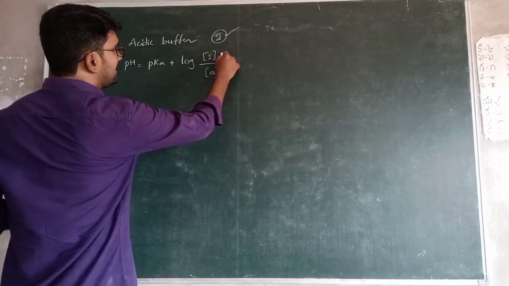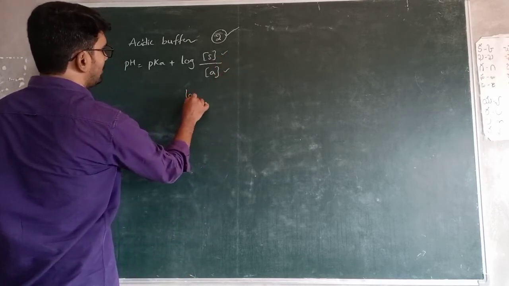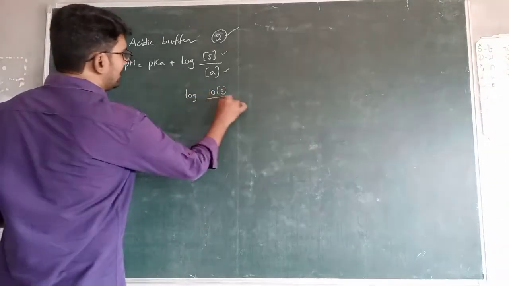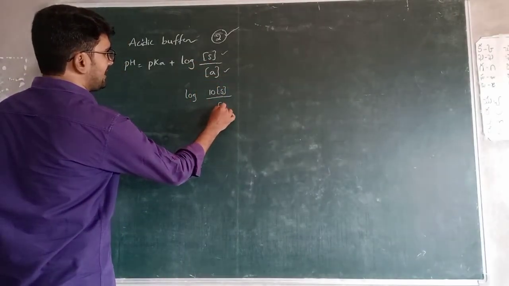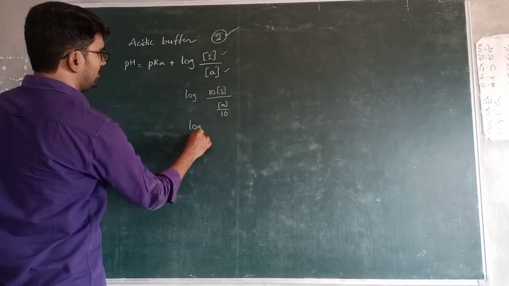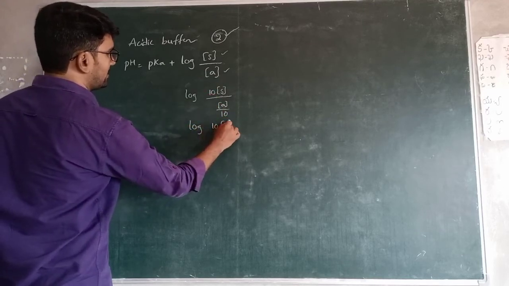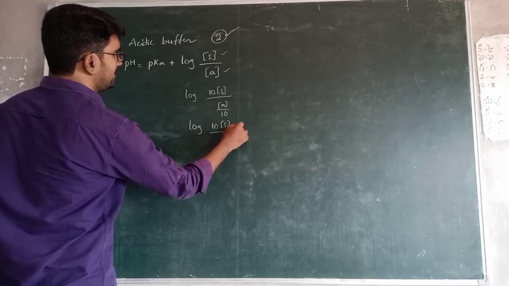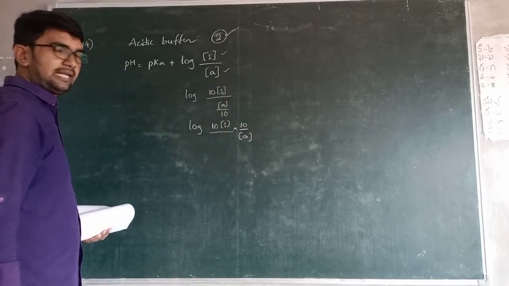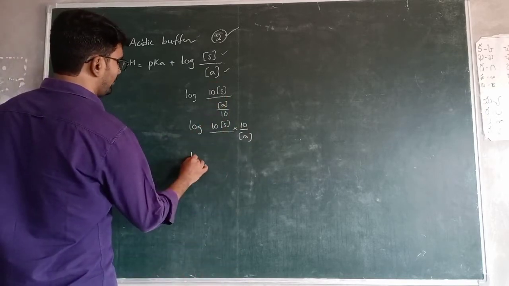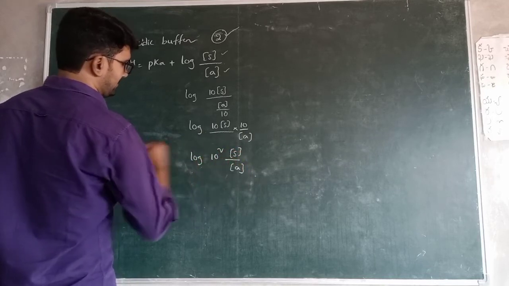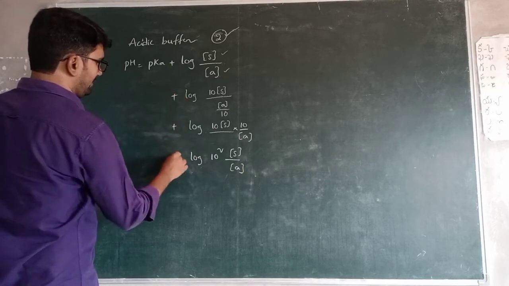If concentration of salt increases 10 times, we get 10 into concentration of salt. If it decreases 10 times, it means A by 10. So this is reverse. Log 10 into concentration of salt by, reverse means 10 by concentration of A. So 10 into 10, 10 square. So you get log 10 square and concentration of salt by concentration of acid. So remember, all of you, very clear.